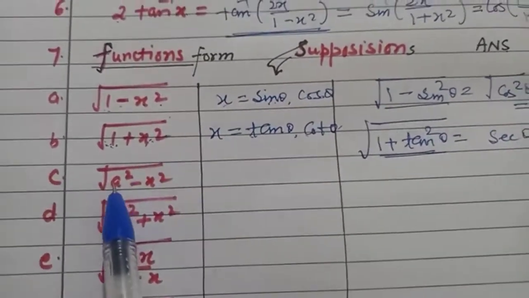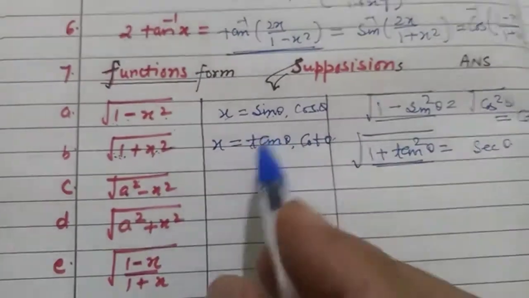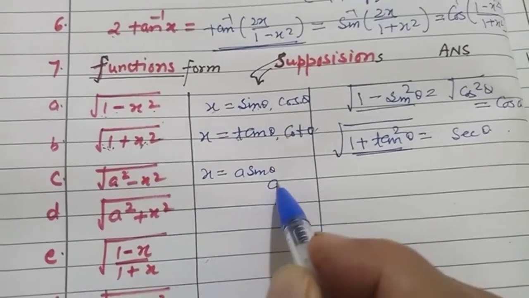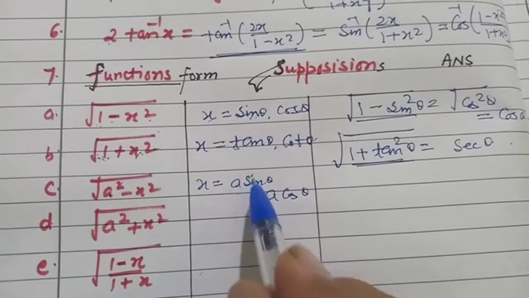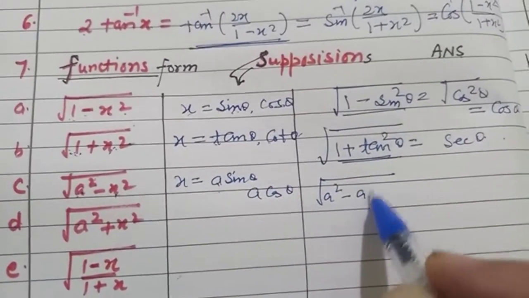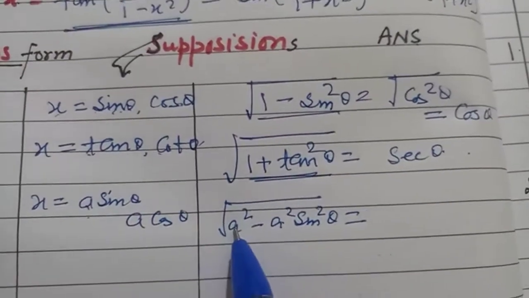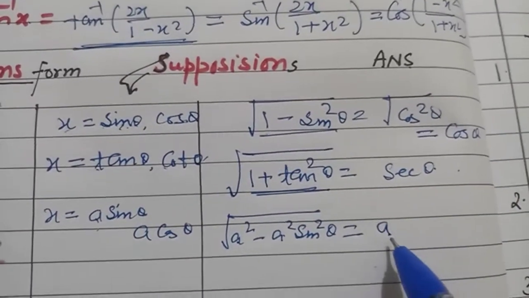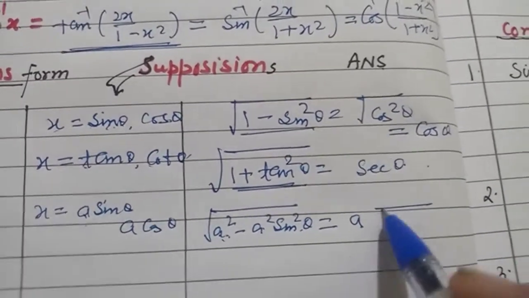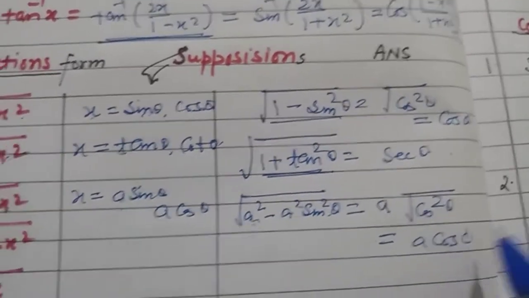Now under root a square minus x square and 1 minus x square are identical, but because of this a, we have to change our supposition. x equals a sine theta or a cos theta. So if I put a sine theta here, what is it? Under root a square minus a square sine square theta. A square is common. What is out? After under root a, left is 1 minus sine square. And what is 1 minus sine square? Cos square theta. So its answer is going to be a cos theta.